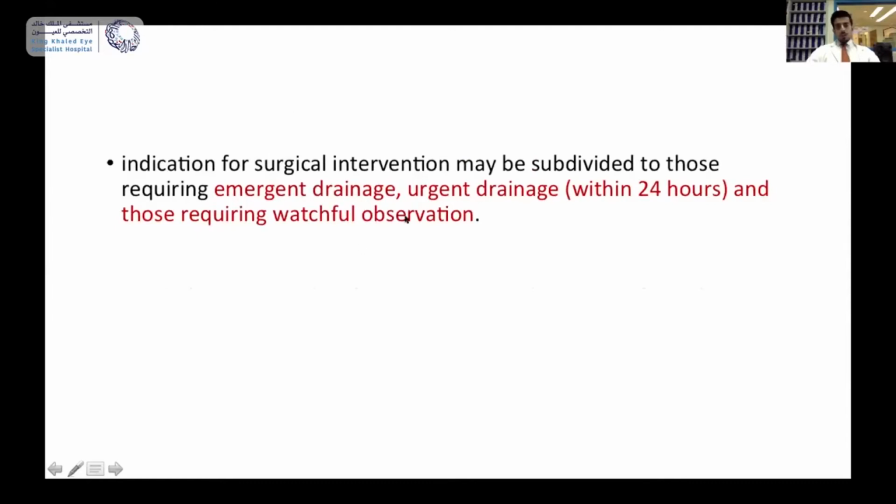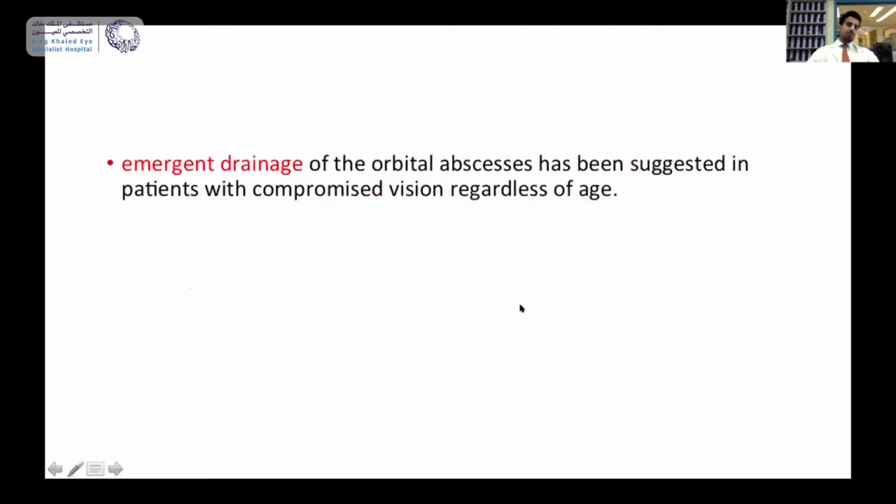When do you intervene or drain an abscess by surgery? So it's divided into 3 groups: emergent drainage, urgent drainage within 24 hours, or watchful observation. Emergent drainage is for any orbital or subperiosteal abscess in patients with compromised vision, regardless of the age.